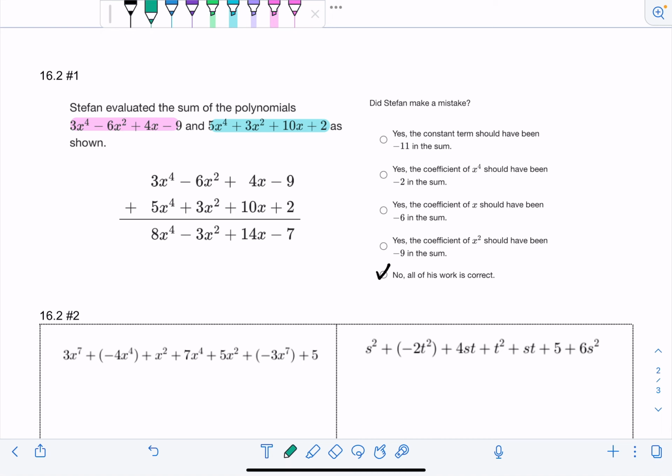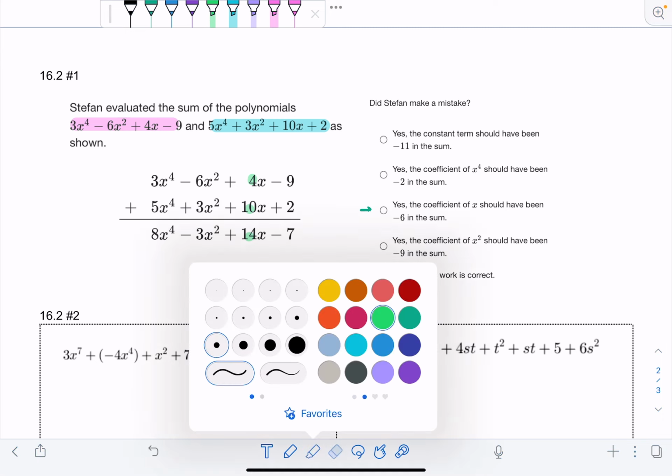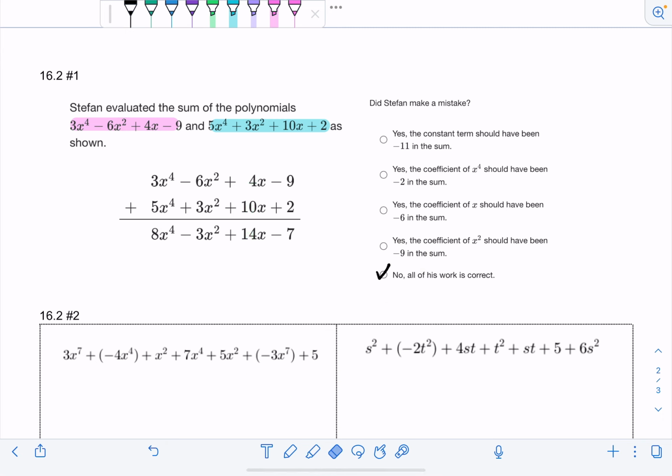And then this one right here, the coefficient of x should have been -6. So x's are right here. So 4 plus 10 is 14. So that's okay. It should not have been a -6. So we're not subtracting. And then this fourth one, coefficient of x squared should have been -9.